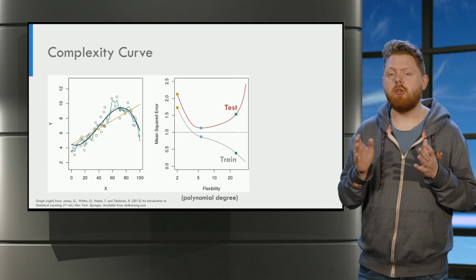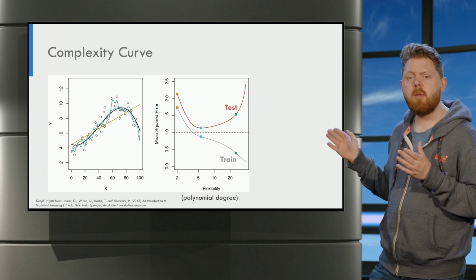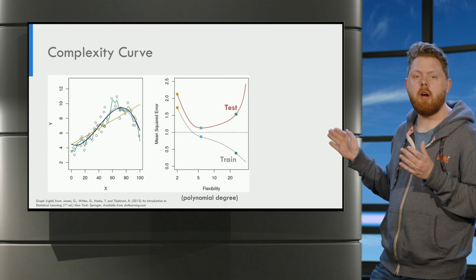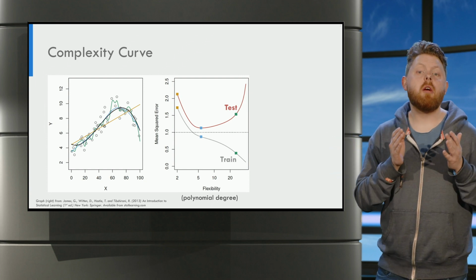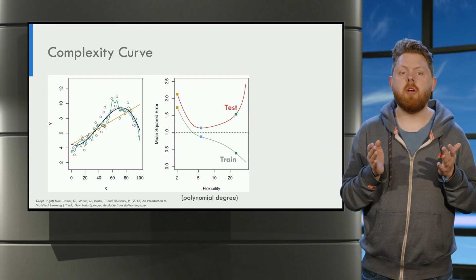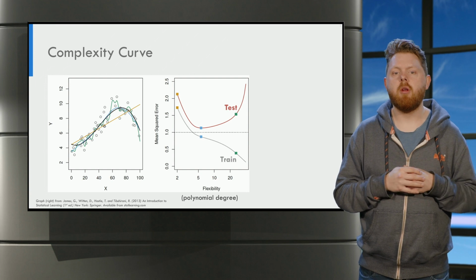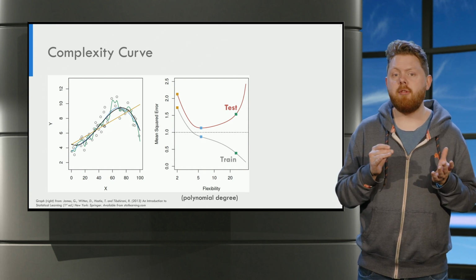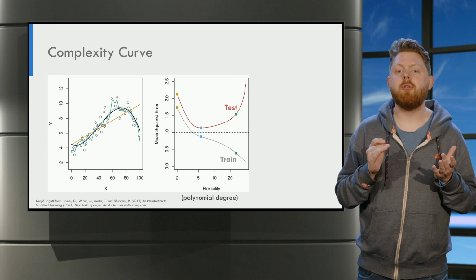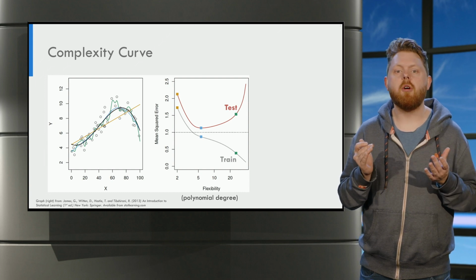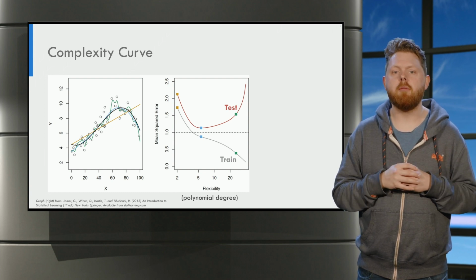Now regarding these curves, you see there are colored squares in the right plot. They correspond with the regression models in the left-hand plot. The orange line on the left, for example, corresponds with the two orange squares in the complexity plot.